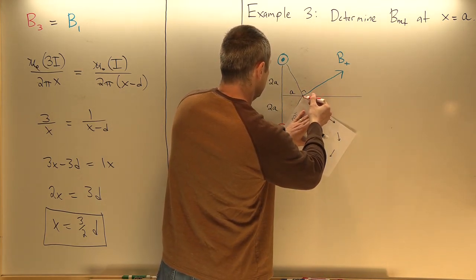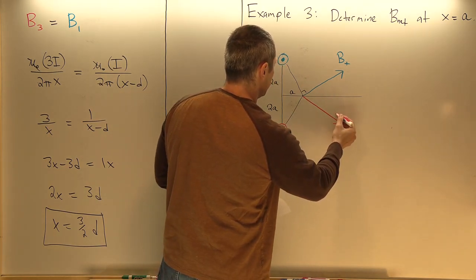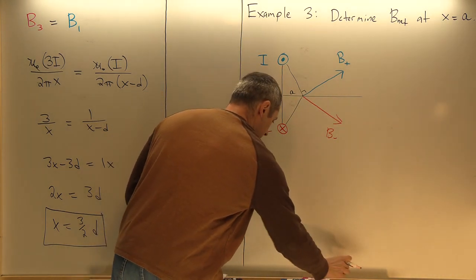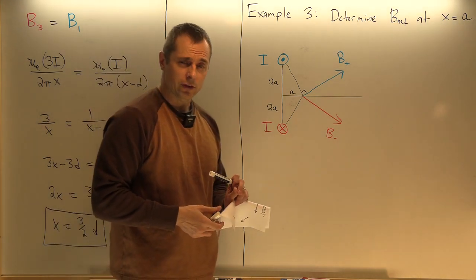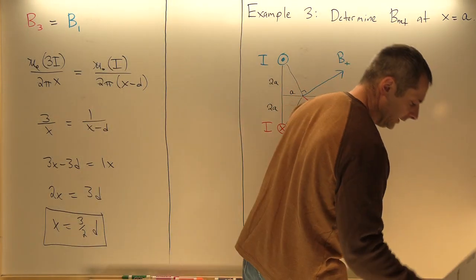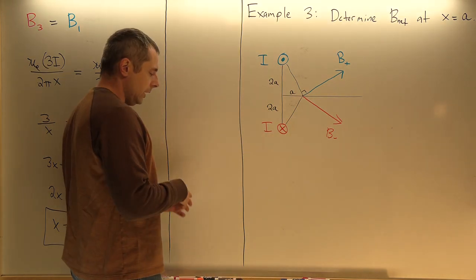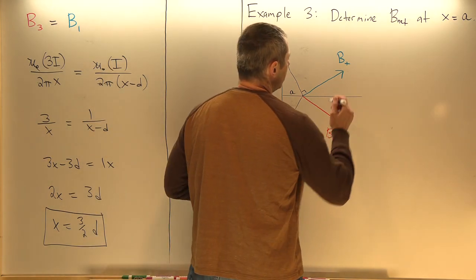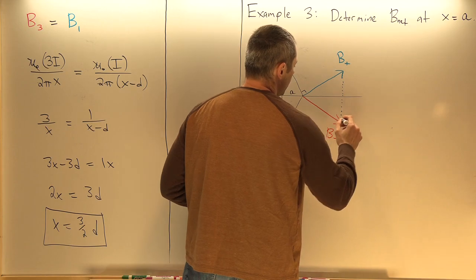And it will be something like this. Now, what you can see is I can't just add these like numbers. I have to do a vector sum. And the easiest way to do this is to realize that these two have vertical components that cancel.